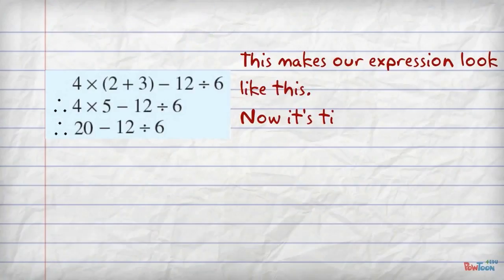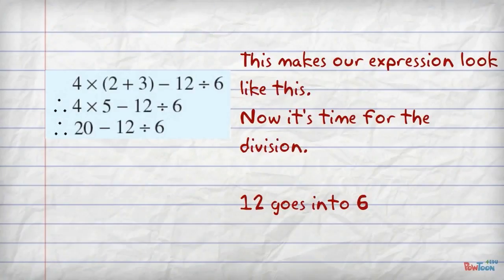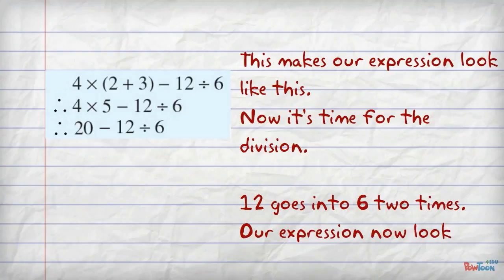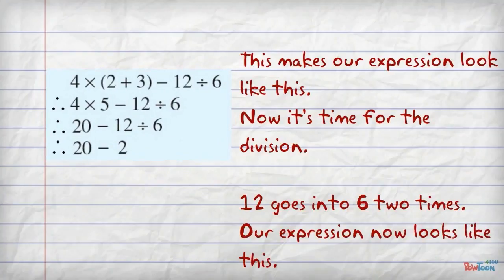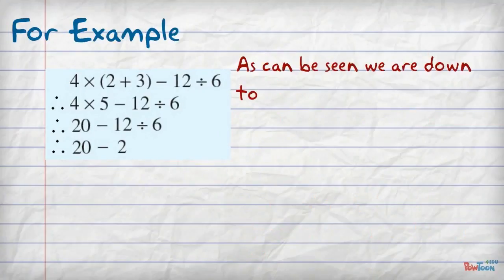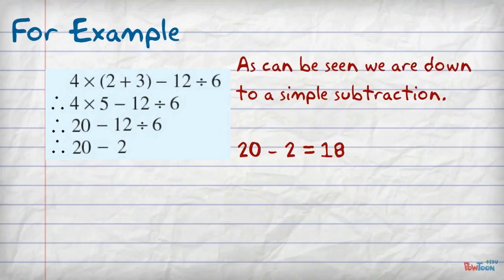Now it's time for the division. 12 divided by 6 is 2. Our expression now looks like this. As can be seen, we are down to a simple subtraction. 20 minus 2 equals 18.